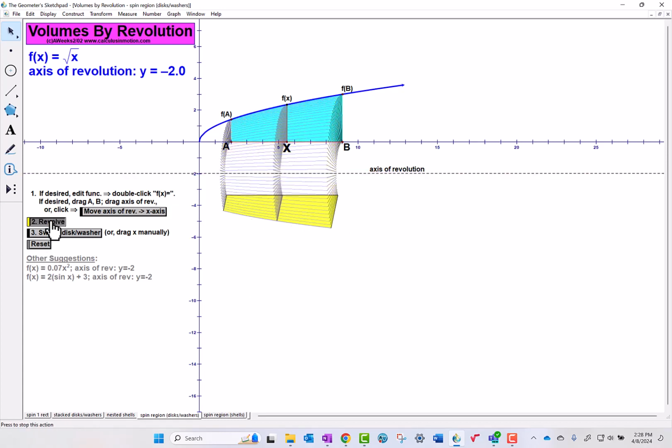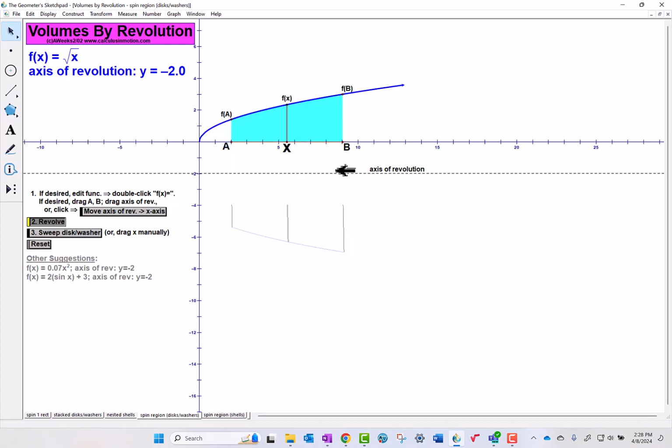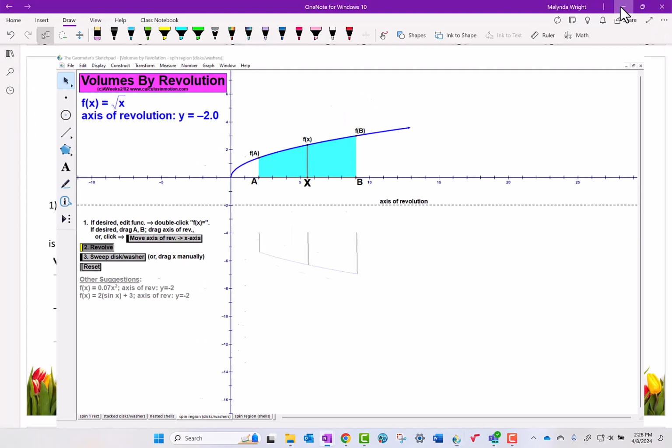So now I hope you can see we've got a hole in the middle of it. There's a hole, and so this is called washers. If you look at it, you've got the outside circle is like the big circle. We would call that radius capital R. And the inside circle is the smaller circle, and we would call that radius little r. And that's what we're going to be working on today, is how to set those up. So let's take a look at our notes.